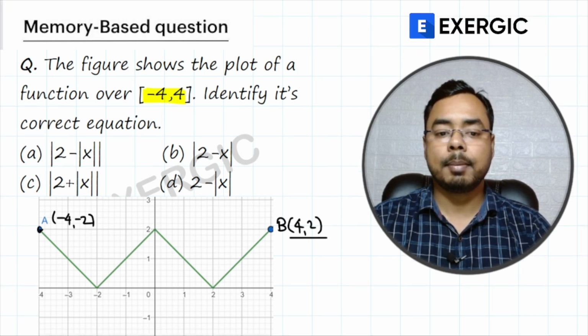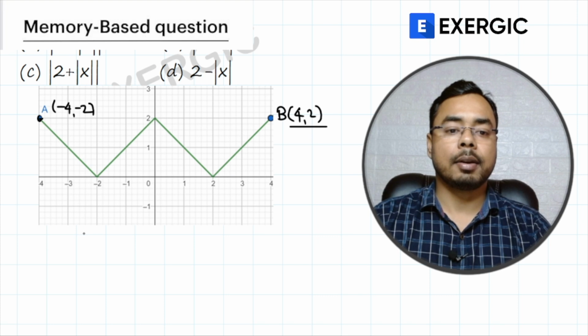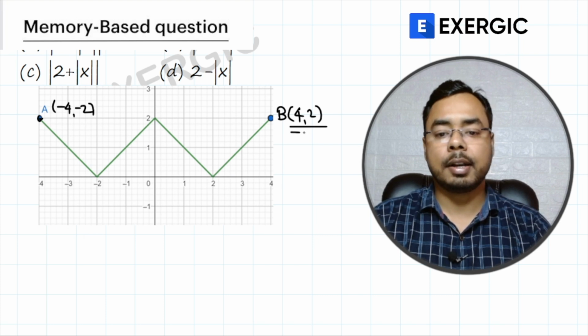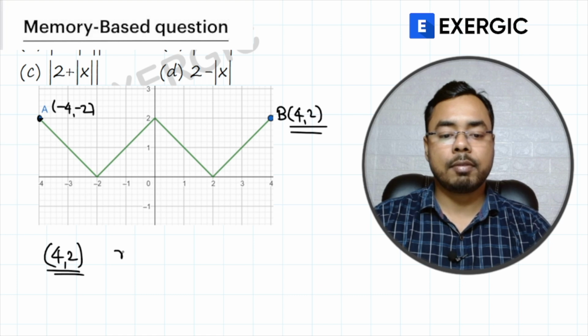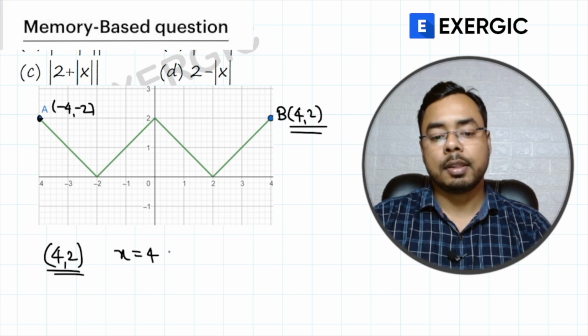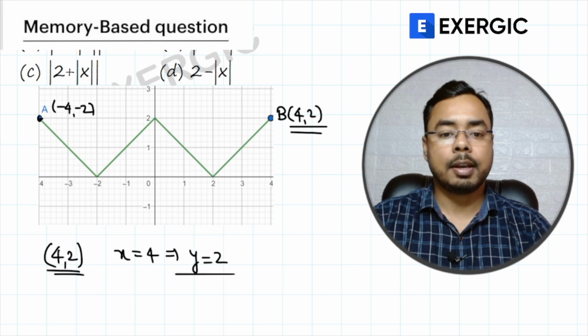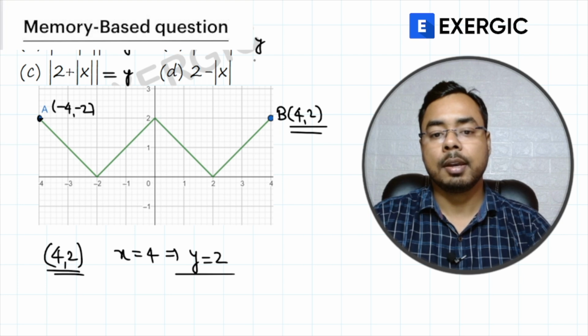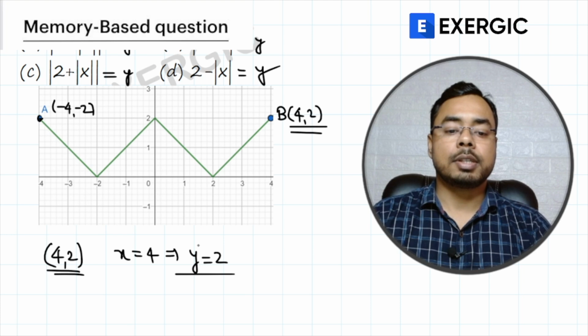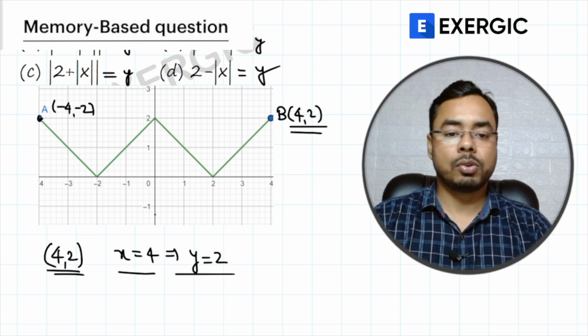One, you can use the elimination technique, meaning that suppose I consider this point (4, 2). Let us try to identify which option is satisfying this point, meaning that when x is equal to 4, the value of y is 2. And remember, all these quantities are equal to y, so you have to identify the correct option here. So see here, if x is 4, then y should be 2.